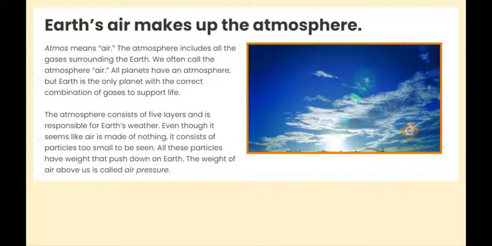Earth's air makes up the atmosphere. Atmos means air. The atmosphere includes all the gases surrounding the Earth. We often call the atmosphere air. All planets have an atmosphere, but Earth is the only planet in our solar system with the correct combination of gases to support life. The atmosphere consists of 5 layers and is responsible for Earth's weather.